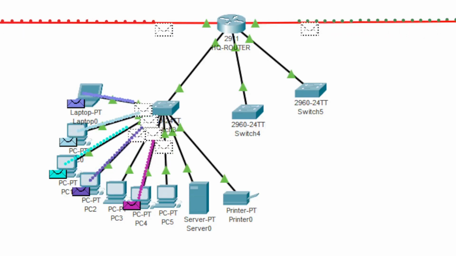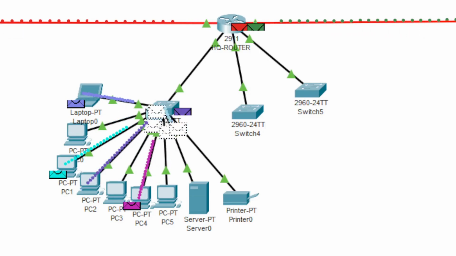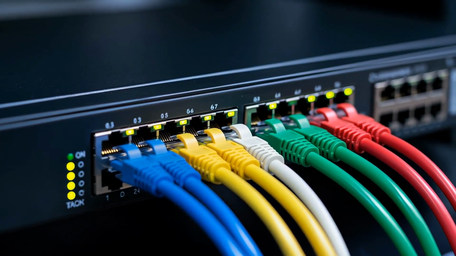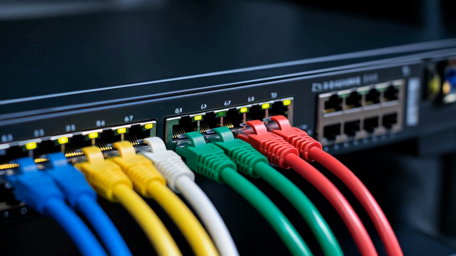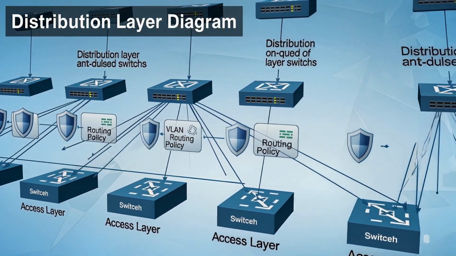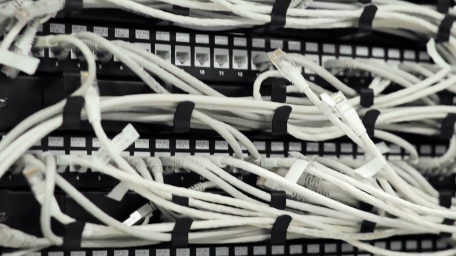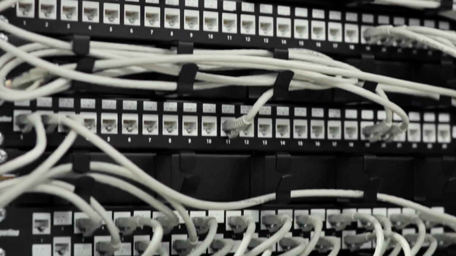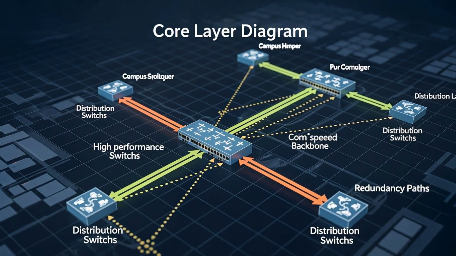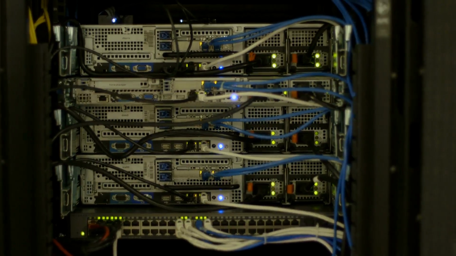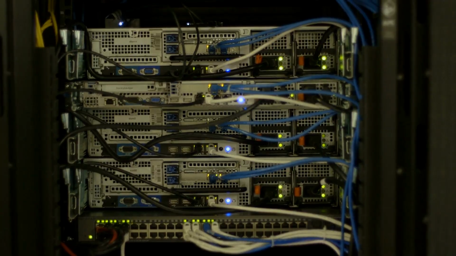This is where end-user devices like computers, phones, and printers connect to the network. Layer 2 switches and wireless access points are part of the access layer. The distribution layer connects multiple access layer switches, applies security and routing policies, and provides routing between VLANs. The core layer is a high-performance, low-latency backbone connecting distribution layer switches across the campus for optimal speed and fault tolerance.